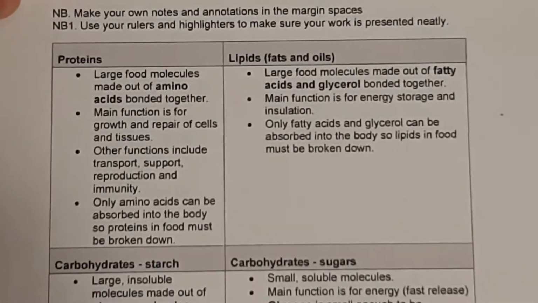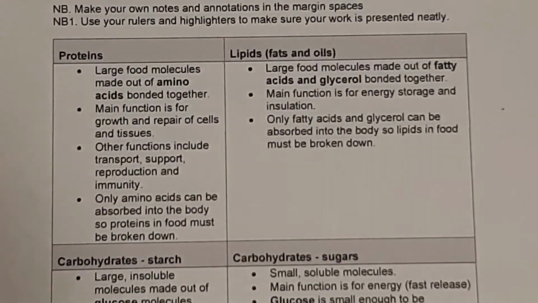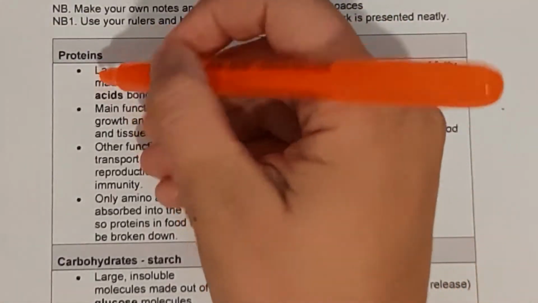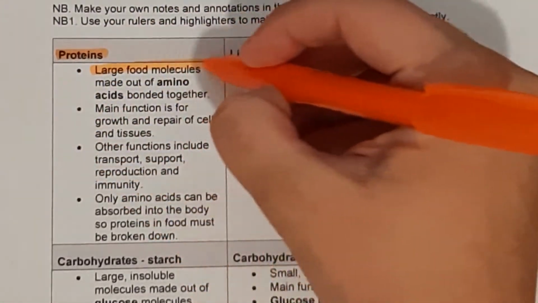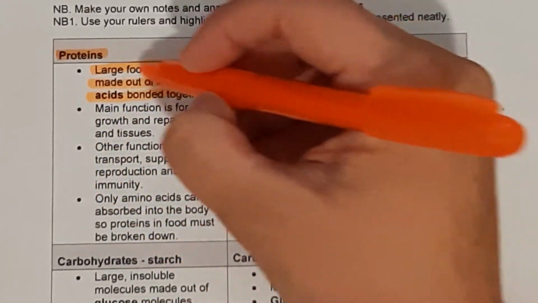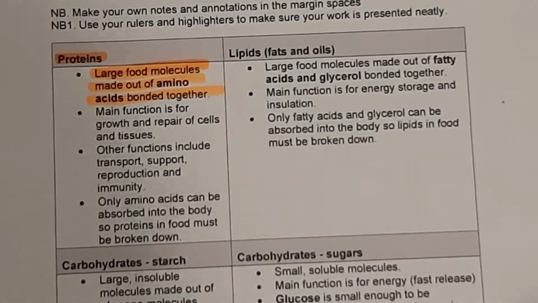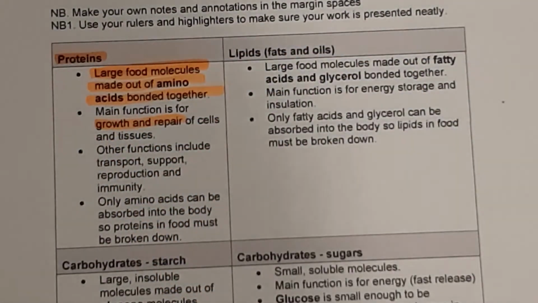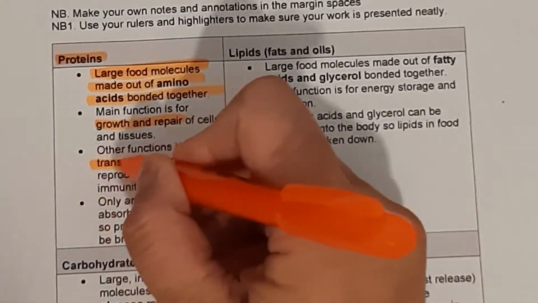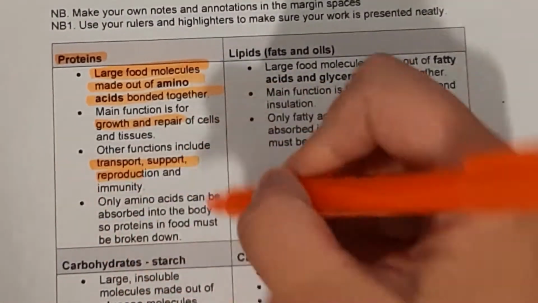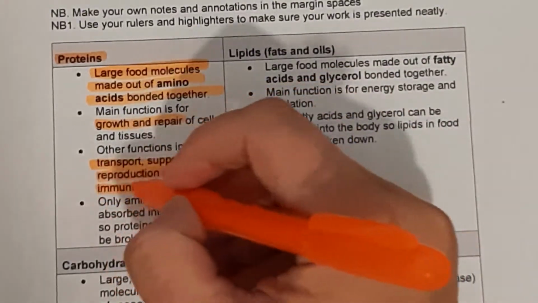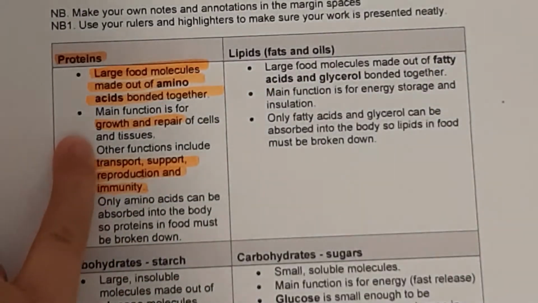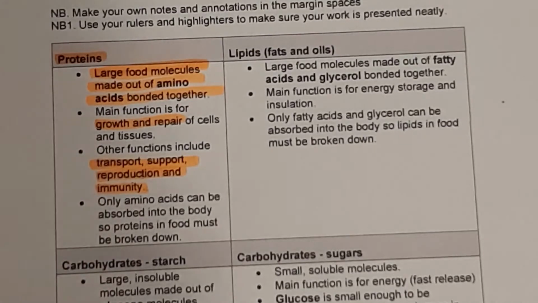So we're going to start with proteins. Proteins are large food molecules and they are made out of amino acids bonded together. Okay, so their main function is for the growth and repair of cells and other tissues. They do have some other functions, including transport, support, so that's strengthening things, reproduction and immunity, but the primary answer for what is the job of proteins is going to be growth and repair.